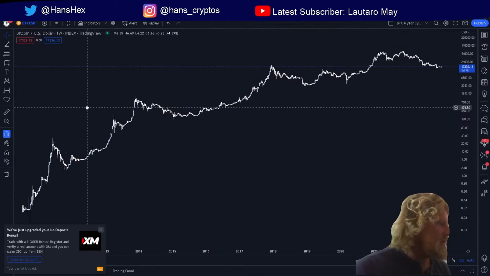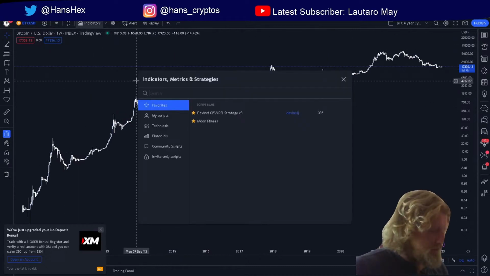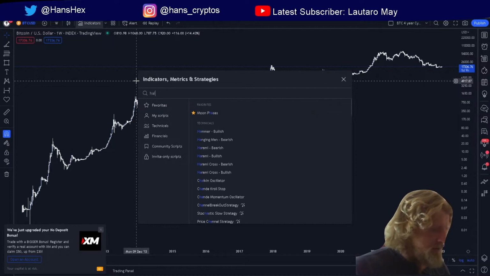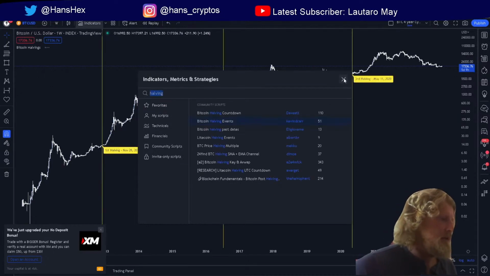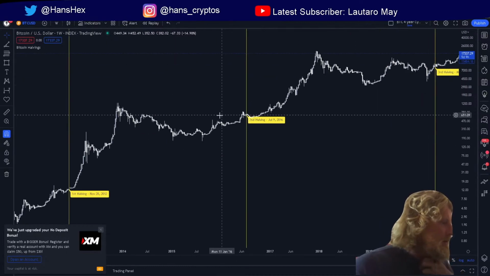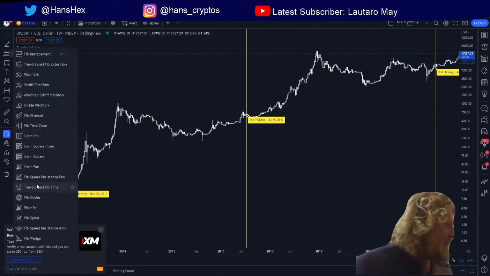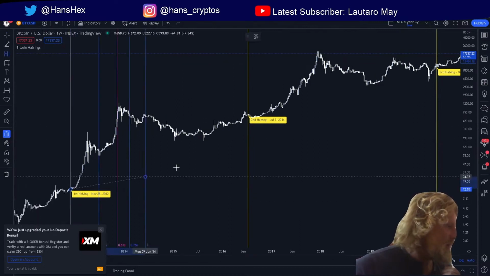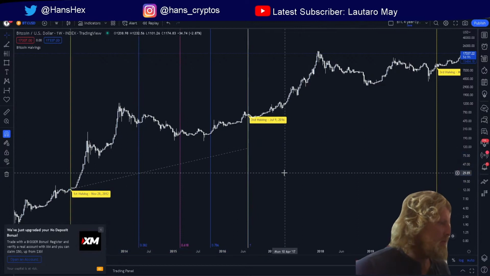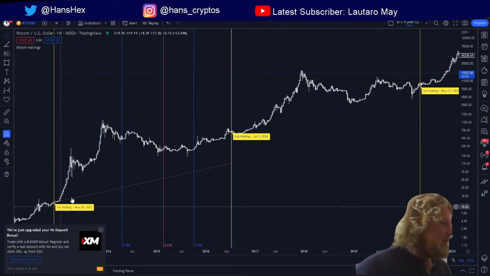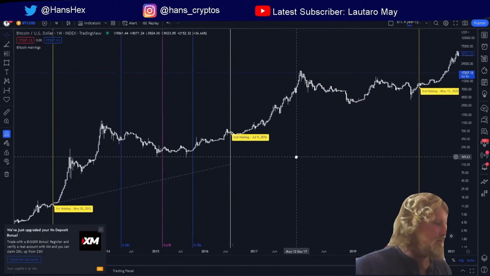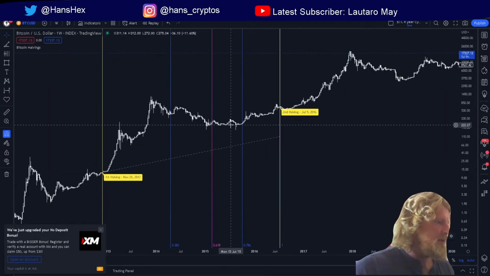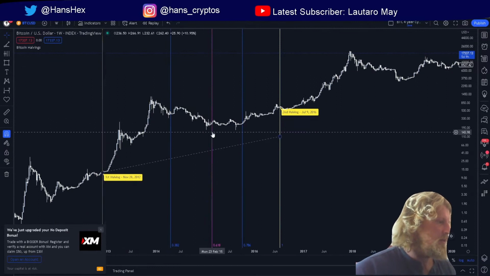Draw it from the start, it really doesn't matter. So what we're going to do is pull up the halvening events, and then you pull up your time analysis over here, Fib time zones. From the first halvening to the second halvening, you pull up your time zone fib, and we can see that the market tends to bottom.